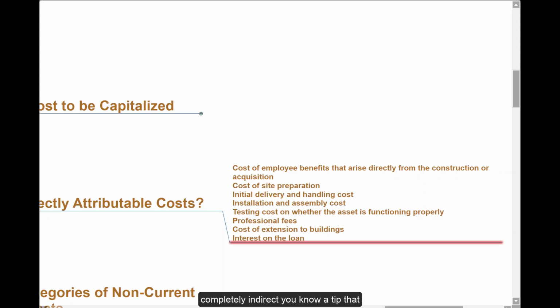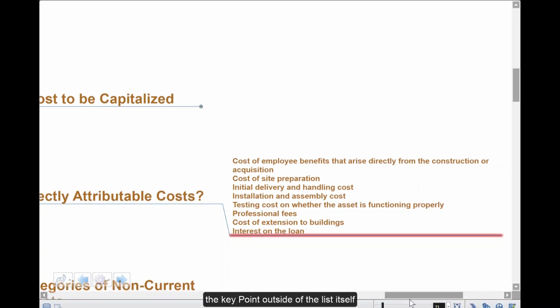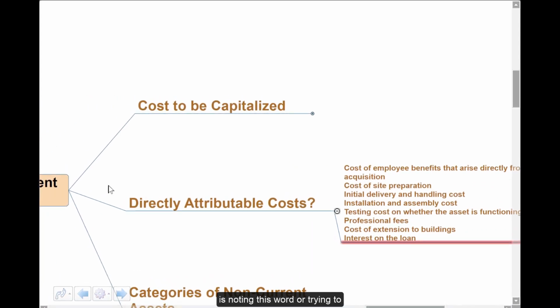It's not something that's completely indirect, like a tip that we paid the delivery driver, for example. These things seem to be reasonably tightly linked to getting the asset ready for use and putting it in place, whatever that is. So for me, it's really the exposure to the questions and seeing how the examiner presents information to you. But I think the key point outside of the list itself is noting this word, or trying to remember, directly attributable. Sometimes we may need to take a guess, or we may need to use our common sense.